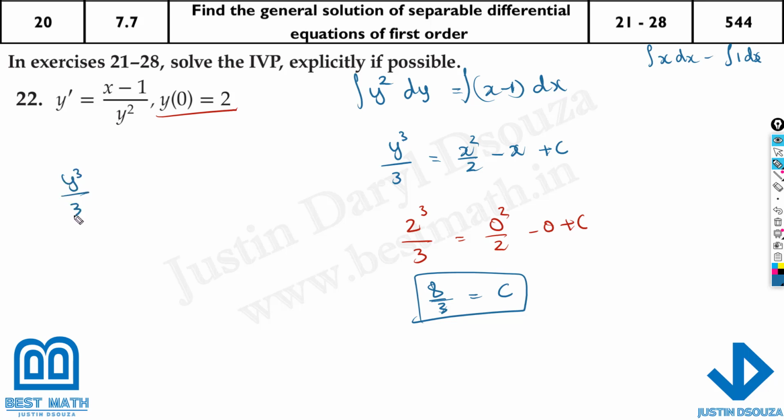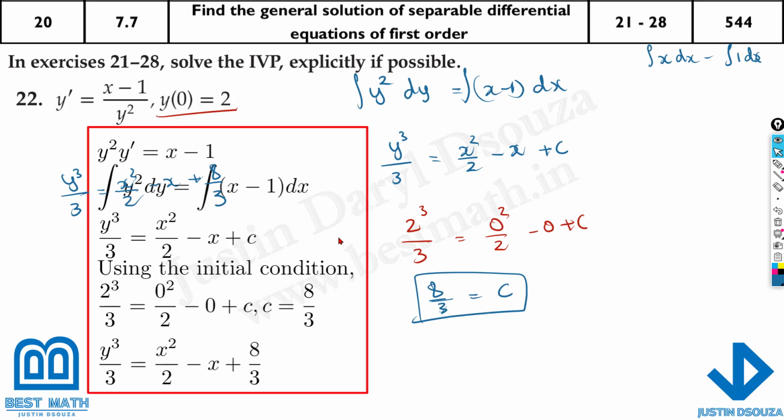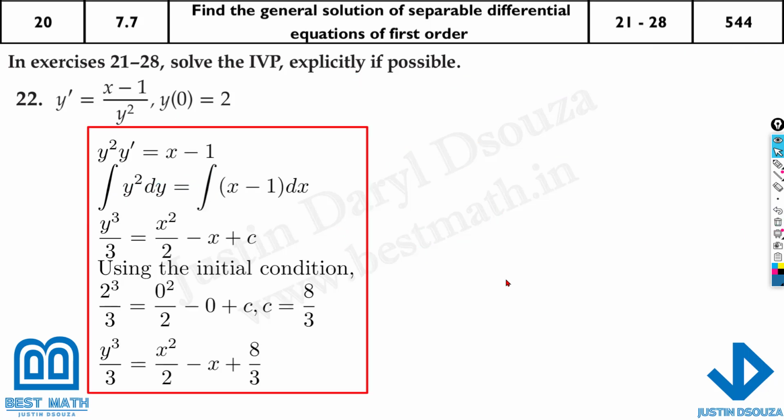y cubed by 3 equals x squared by 2 minus x plus 8 by 3. That is it. That is the answer. Now you can write the extra steps if you want, because there are only 4 steps, but these are the main important steps. If you have understood this, you can directly write this and you should get the full marks over here as well. That is it.